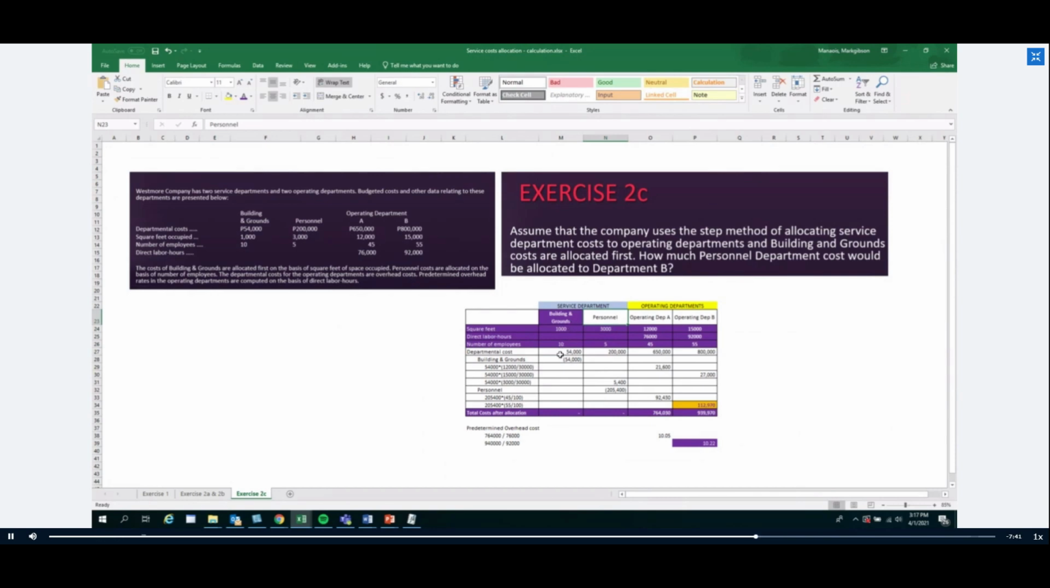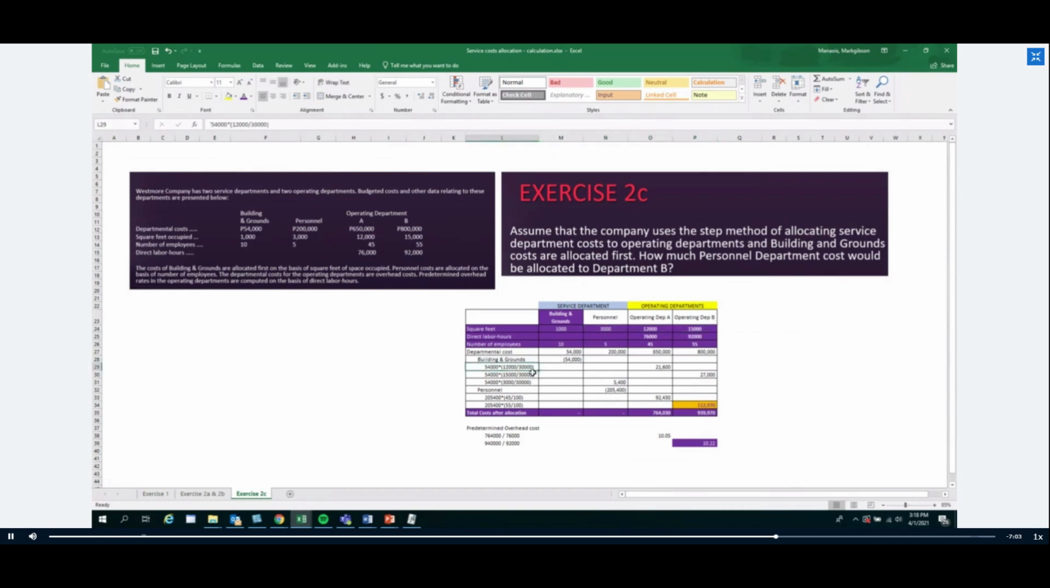So, paano yun? So, kung kanina sa direct method, sa dalawa lang inallocate, so sa step method, sa tatlo na siya ina-allocate. On the basis daw na unang ina-allocate si building and grounds, so on the basis of square feet. So, ang total square feet nung tatlong departments ay 30,000. So, that's 3,000 for personnel, 12,000 for Department A, and 15,000 for Department B. Okay? So, in that case, yung 54,000 kailangan nating i-allocate dun sa tatlo.